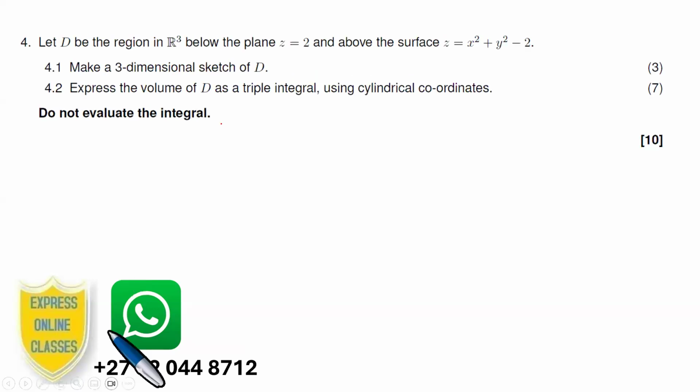Let D be the region in R3 below the plane z equals 2 and above the surface x squared plus y squared minus 2. This x squared plus y squared minus 2 is a paraboloid, a parabola in three dimensions. Make a three-dimensional sketch of D. Let us look at how we can do this one.